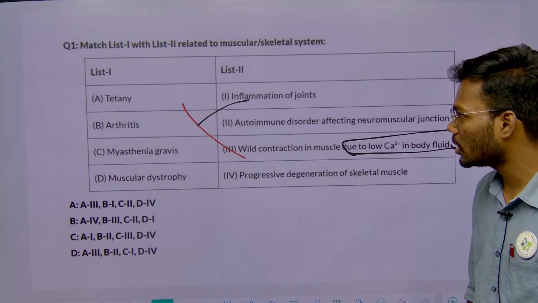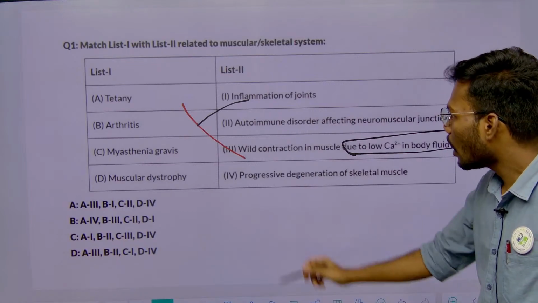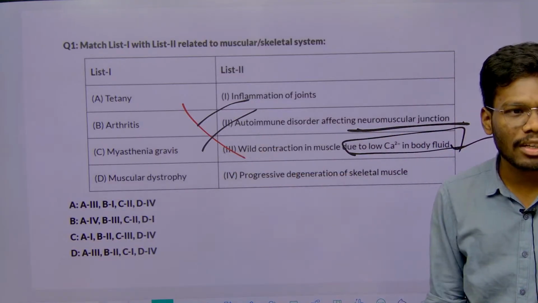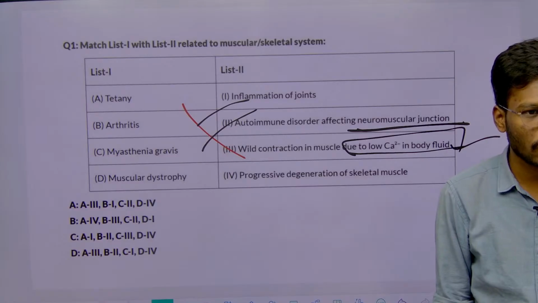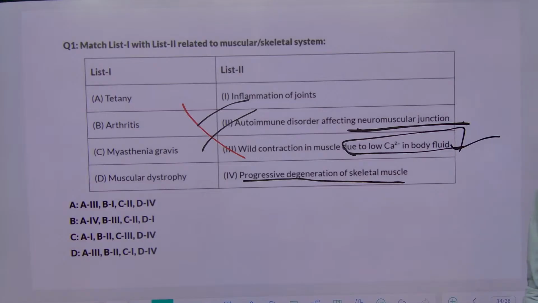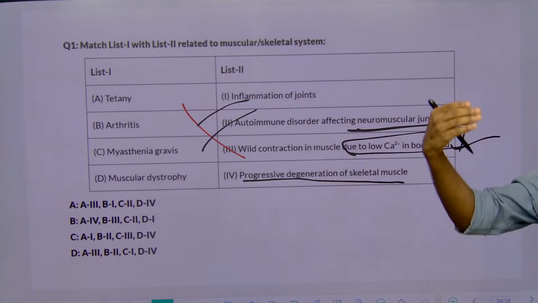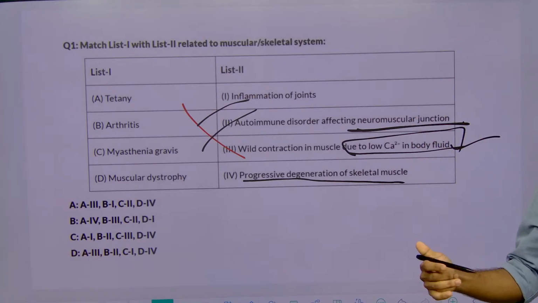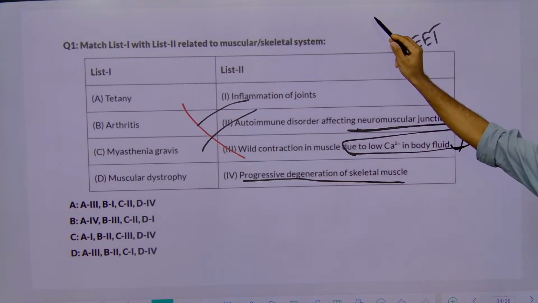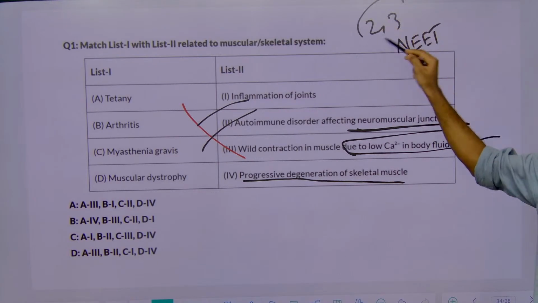Next one, myasthenia gravis, an autoimmune disorder which affects the neuromuscular junction, right? Muscular dystrophy, there will be a loss of the dystrophin gene that causes what? Progressive degeneration of skeletal muscle. So we need to remember the examples of all the disorders and what the disorders are. That thing only is very important, right? So these are the questions that will be asked for the NEET examination, right? So we completed this locomotion chapter. Definitely we will get around 2 to 3 questions, right?